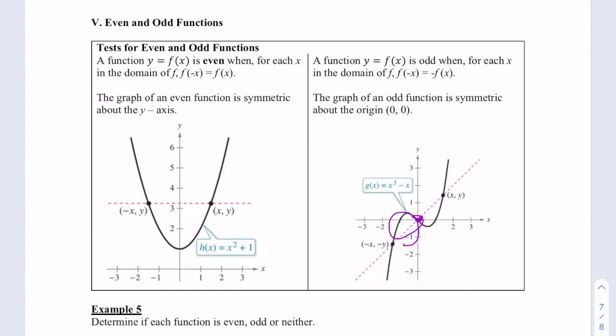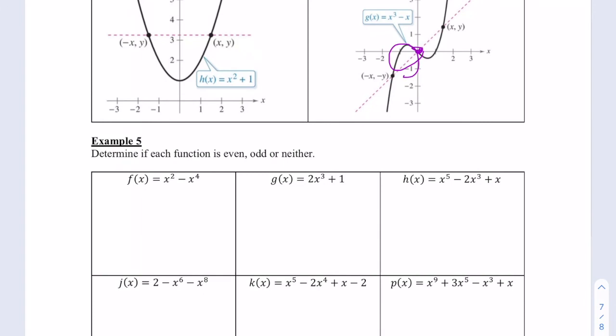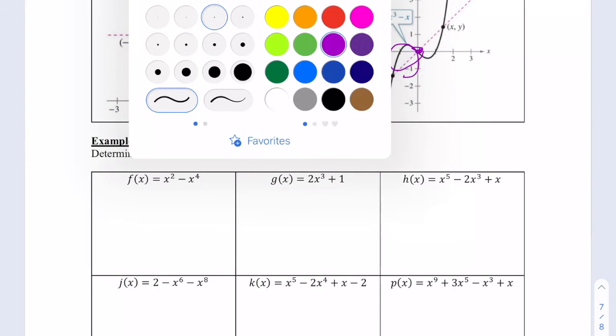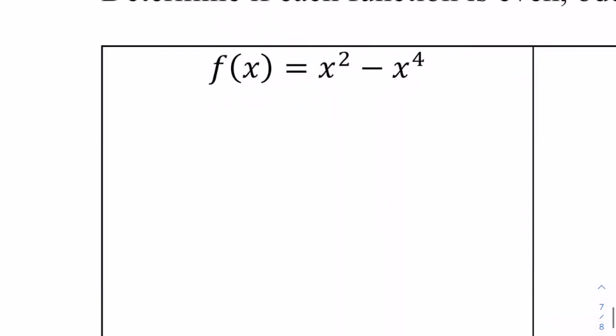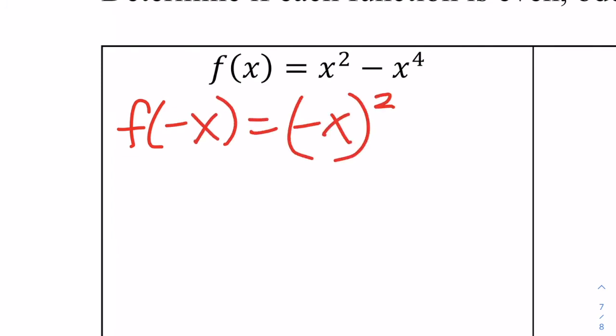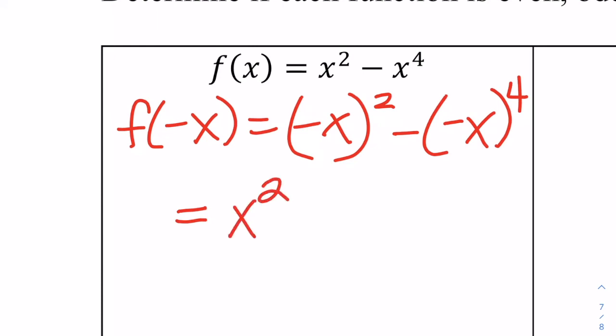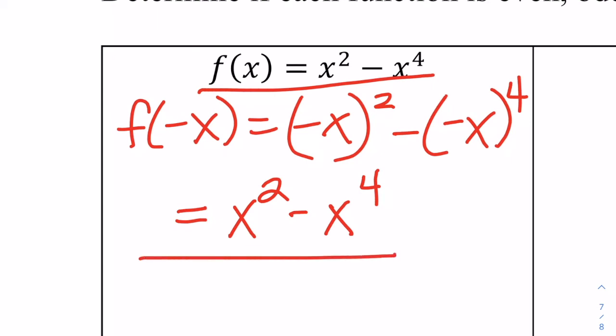Okay, now let's consider these functions and just determine if they're even, odd, or neither with the test. So we're going to plug in a negative x. So for the first one, if I plug in negative x, I'll get negative x quantity squared minus negative x quantity to the 4th. Now if we raise something to the squared power, it's going to become positive. And if we raise something to the 4th power, it'll also become positive. So what happens is we get the same exact y value as we did for f of x. So that means that this function is even.